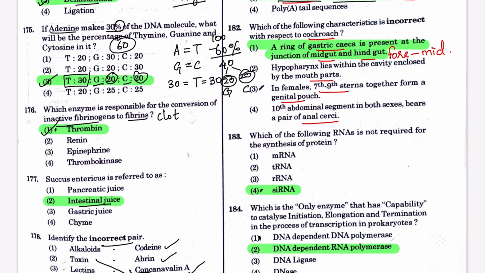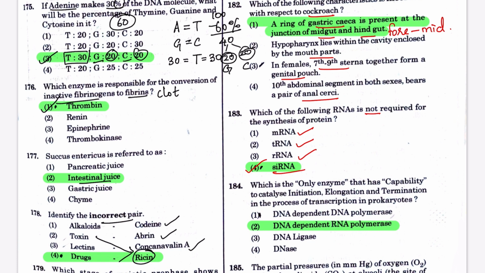183, which of the following RNAs is not required for the synthesis of protein? We know mRNA is required, tRNA, rRNA, all these three are required. But siRNA, small interfering RNA, has nothing to do with protein synthesis. So this is the right option.